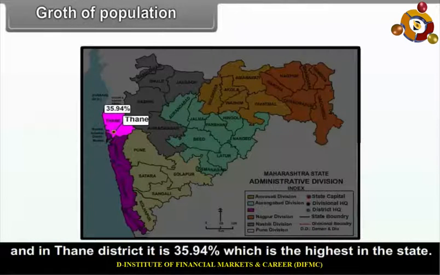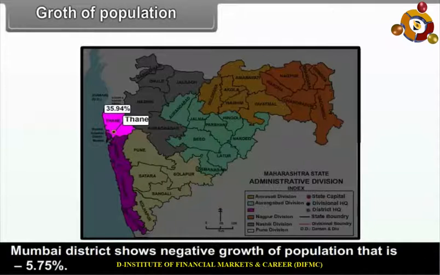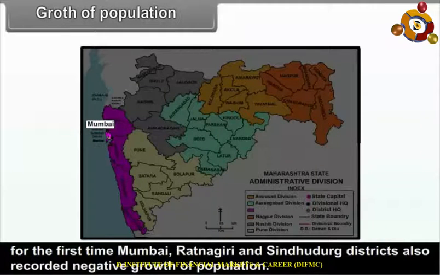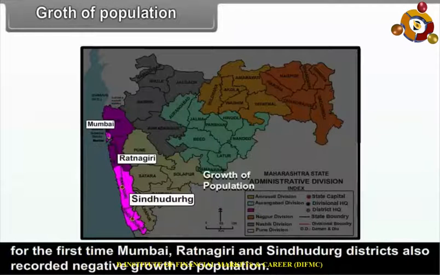is 35.94%, which is the highest in the state. Mumbai district shows negative growth of population, that is 5.75%. For the first time, Mumbai, Ratnagiri and Sindhudurg districts also recorded negative growth of population.